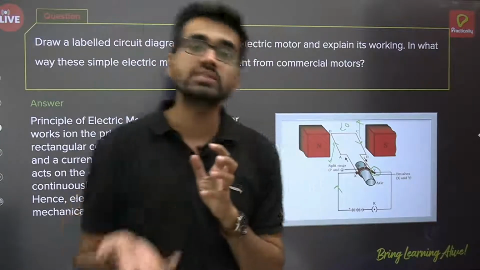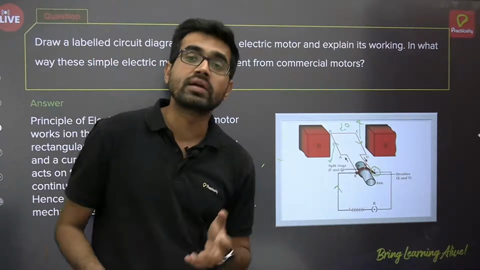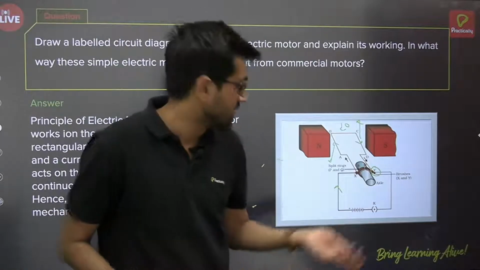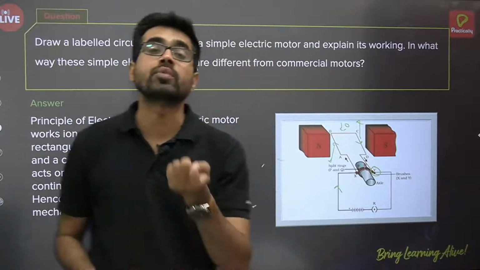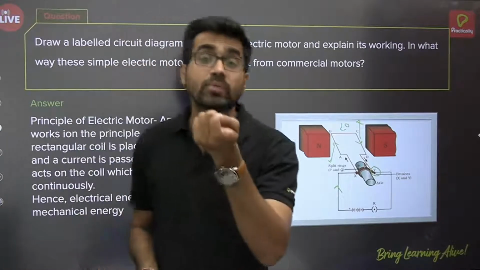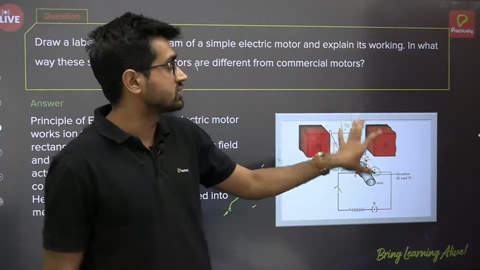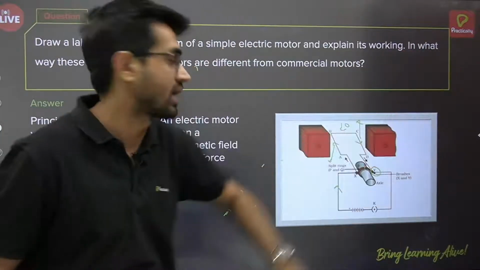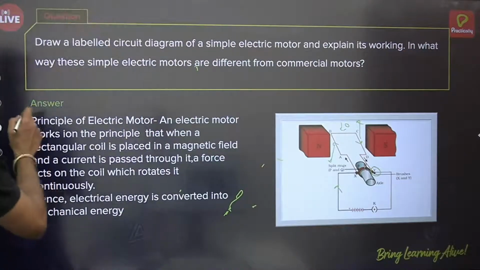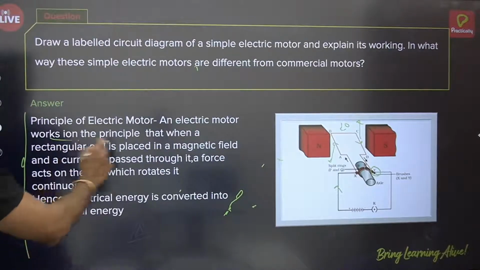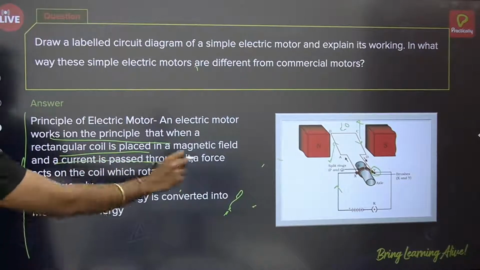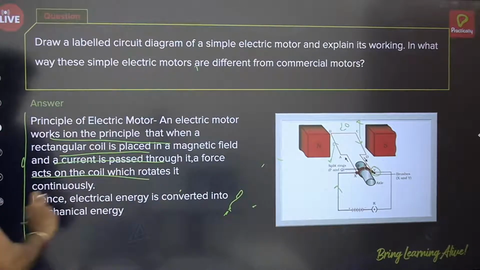Because of this change in the direction of the force or the current in half of the rotation, created by this device in such a way, the split rings also work as a commutator, and therefore this machine can move continuously in one direction. Otherwise it will just flip, which should not happen. Okay. So the principle is, whenever a rectangular coil or any coil is placed in a magnetic field and a current is passed, a force acts on the coil which rotates continuously.